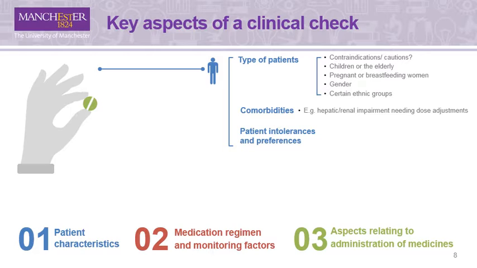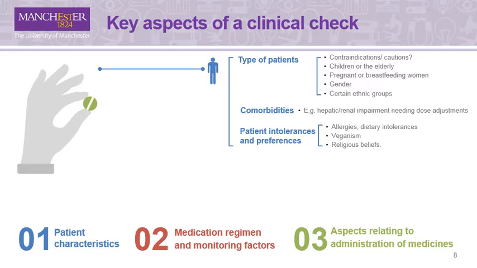Lastly, you will need to take into account any intolerances or preferences that a patient may have for their medication. This can be in the form of allergies, dietary intolerances, vegan diet, and religious beliefs. For example, a patient who's vegan or those from certain religious backgrounds may not be able to consume products containing pork or gelatin, which is commonly found within capsule formulations.